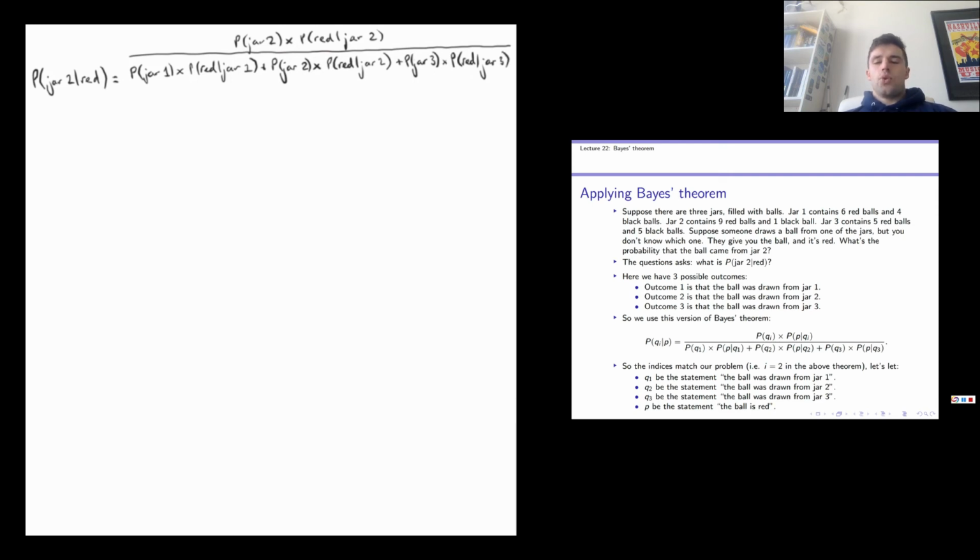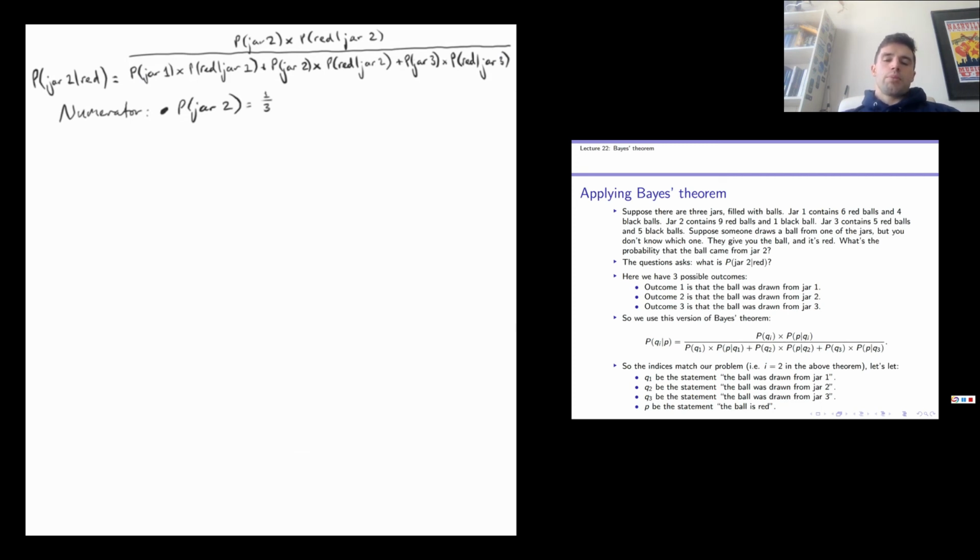So we have to calculate all these things on the right hand side. So let's start by looking at the things in the numerator. First, what's the probability that the ball came from jar 2? Well, the question tells us that there are 3 jars, each with an equal amount of balls in them, and so the probability the ball came from jar 2 is 1 out of 3, or 1/3.